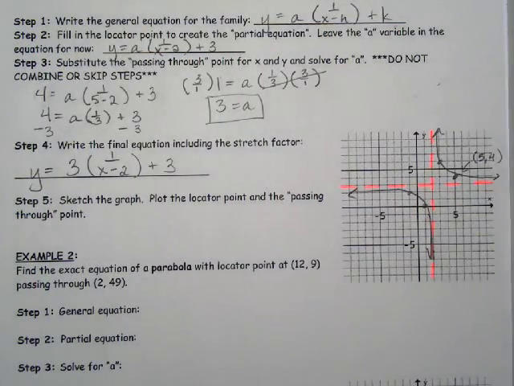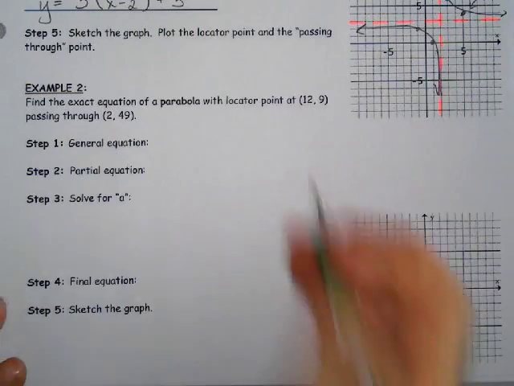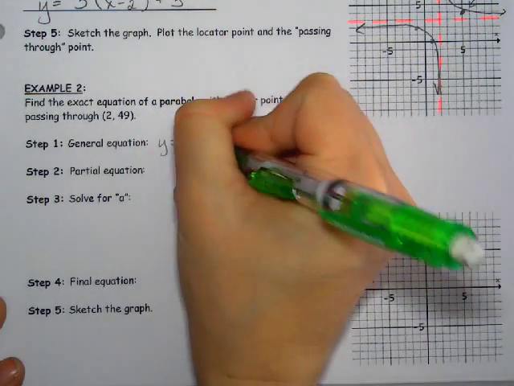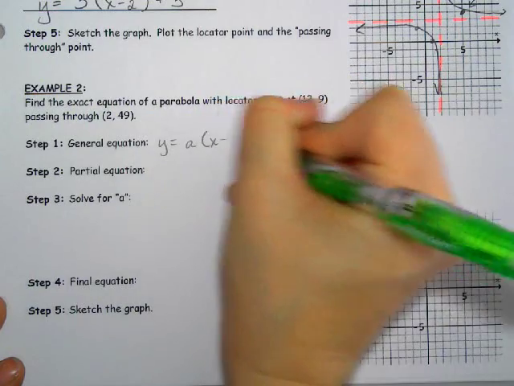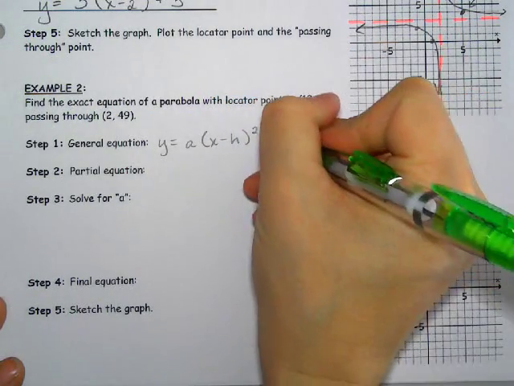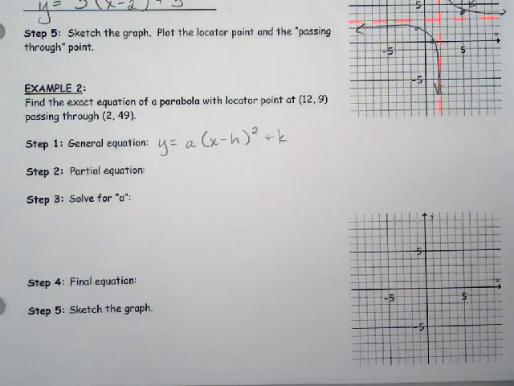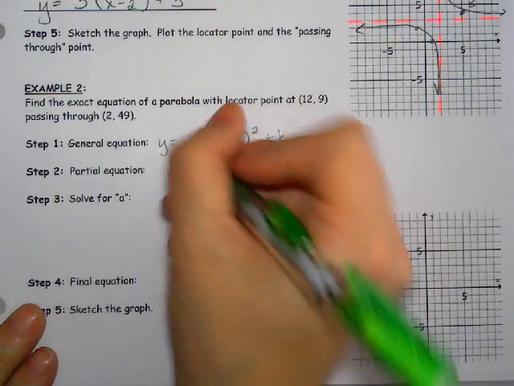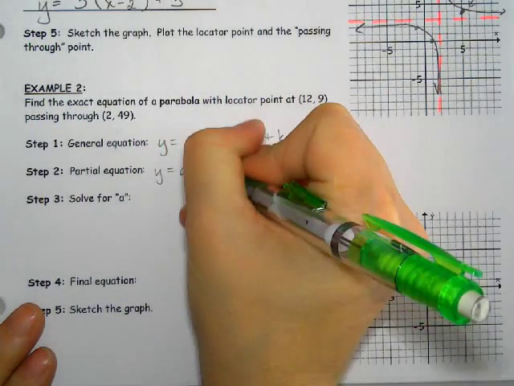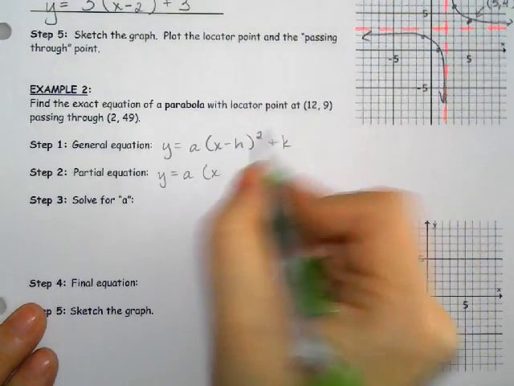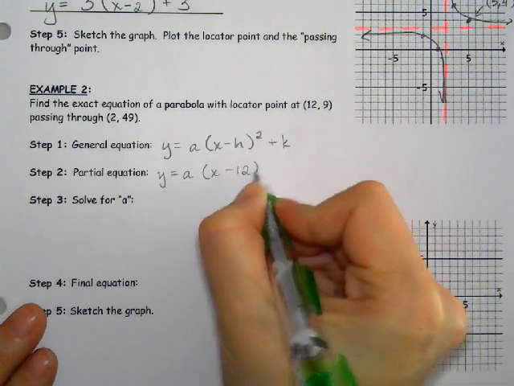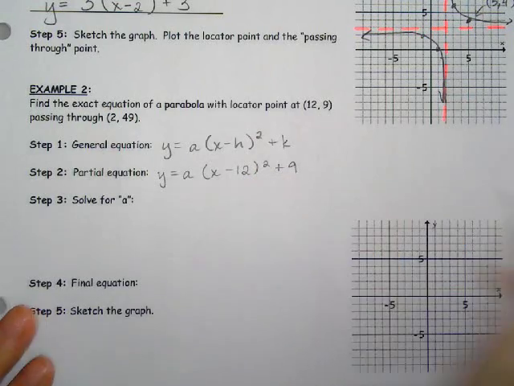Questions on that one? So, example 2, we have a parabola. And we know that general equation is y equals a times x minus h squared plus k. Parabola is also called the quadratic. So a partial equation with h and k substituted in: y equals a times x minus 12 squared plus 9.